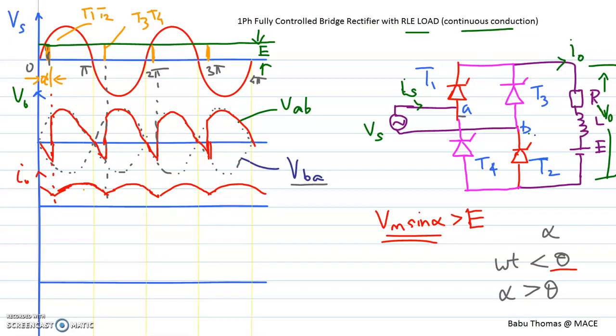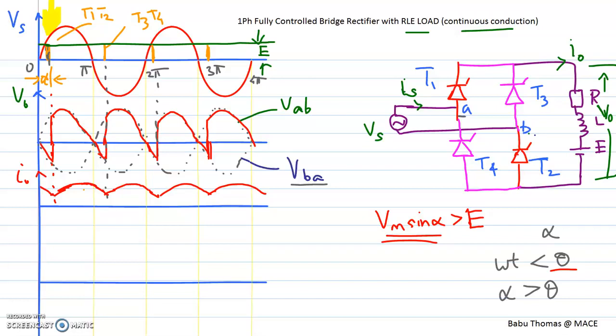So this particular portion, you can see here that Vm sin alpha, that is the angle at which I am going to trigger my thyristor, should be greater than your E in order to make it into conduction period. So this is how we can plot the output voltage and the output current.